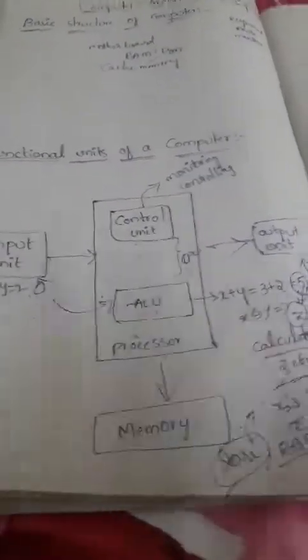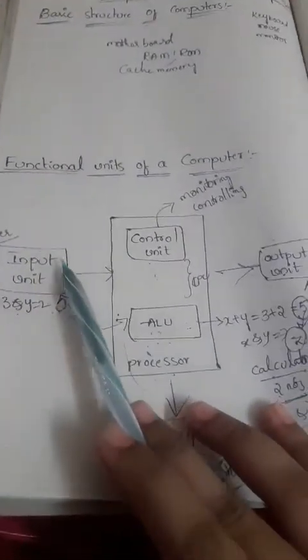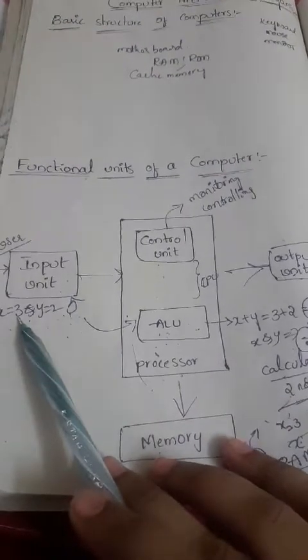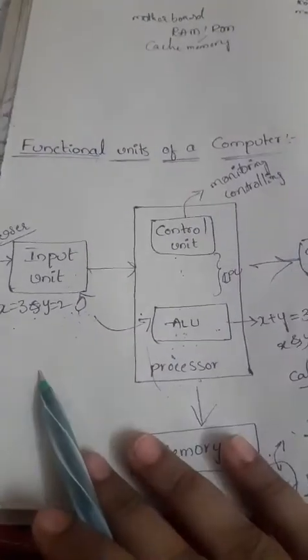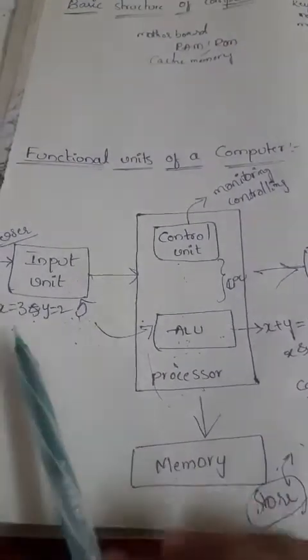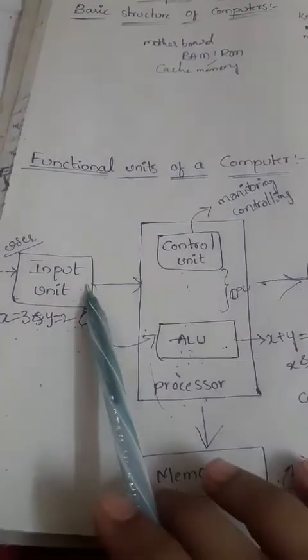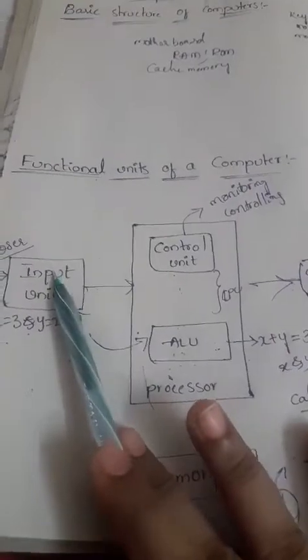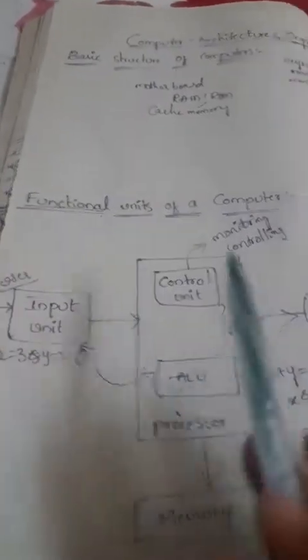In the computer, what is the working principle of each and every functional unit? This is the working principle. First, the input unit, I will remind you once again, takes the input data from the user, with the help of keyboard or mouse. Once the information is entered, it is given to the input unit. It will take the data and analyze it, but it won't do any calculations. Directly it will be passed to the next level.